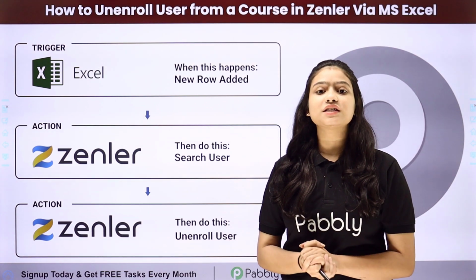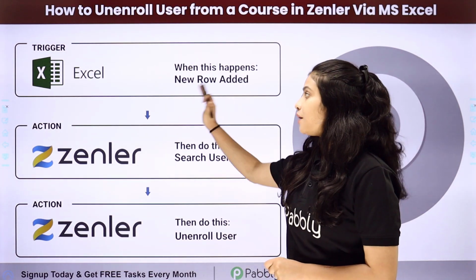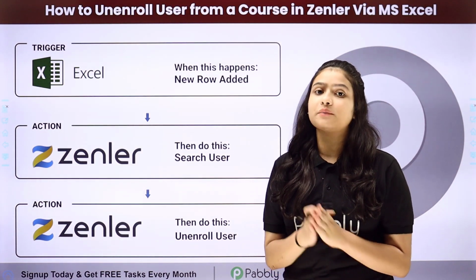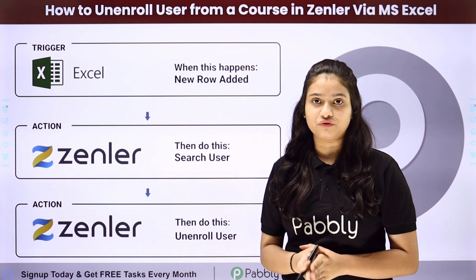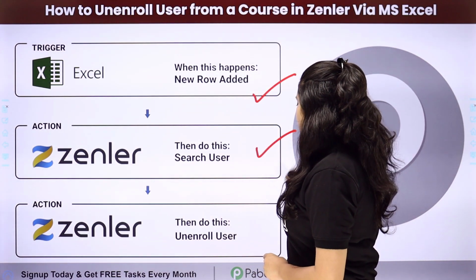And how are we going to do this process automatically and effortlessly? For that we will have to integrate MS Excel with Zenler, and to do the same we are going to use Pabbly Connect, which is an amazing automation and integration software. Now what we are going to do, we have MS Excel in our trigger and Zenler in our action.